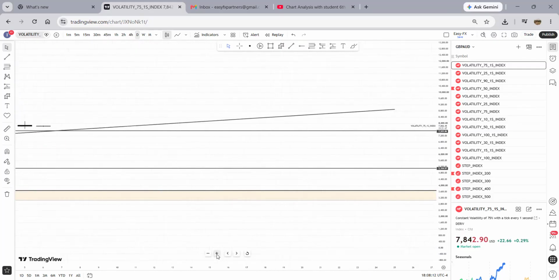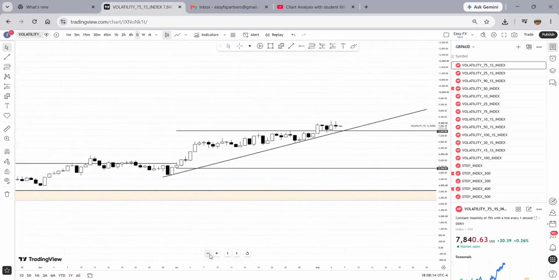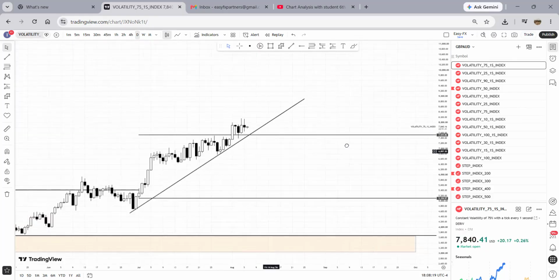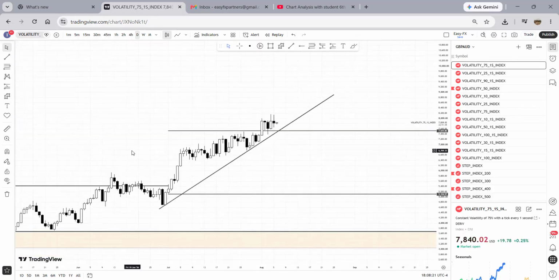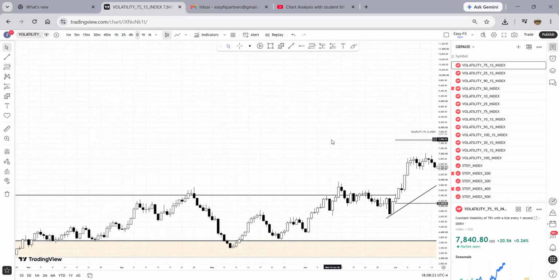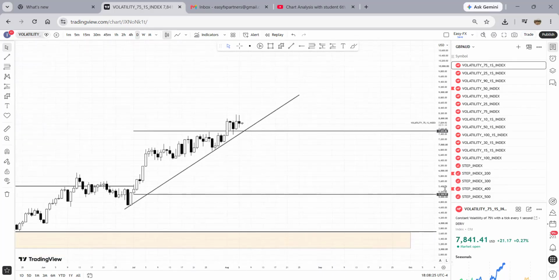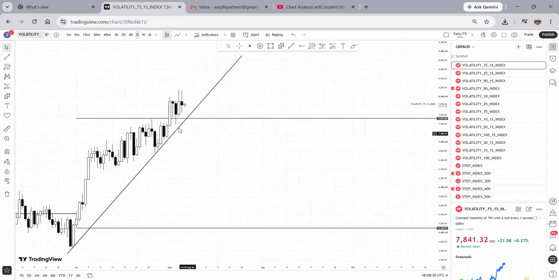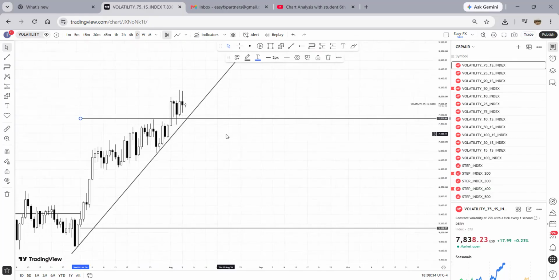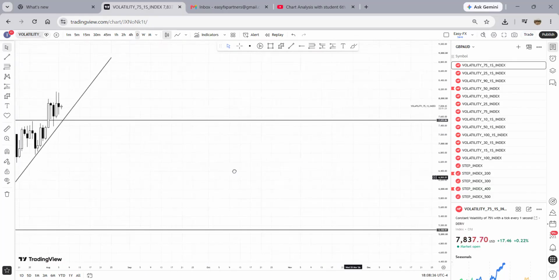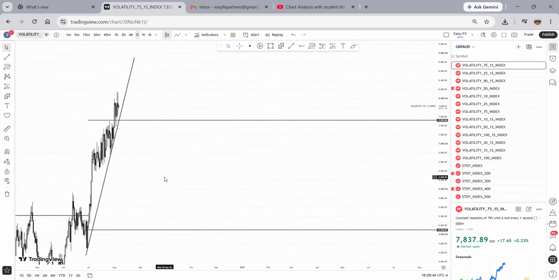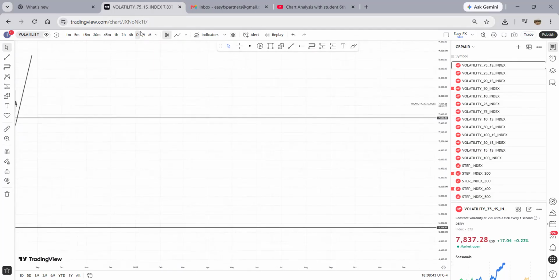Notice how price is struggling to push up, even though we are bullish. On the daily time frame, we have entered consolidation for a number of days now. Price is not going up after breaking up above the previous month's high. This is the previous month's high that we marked. This was the previous month's high.